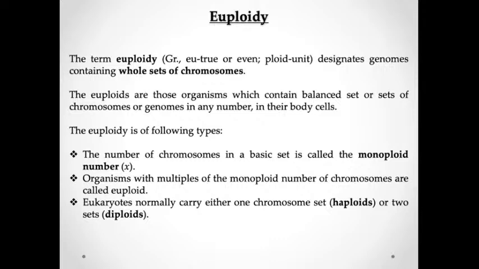The term euploidy designates genomes containing whole sets of chromosomes. Euploids are those organisms which contain a balanced set or sets of chromosomes or genomes, in any number, in their body cells. Euploidy is of the following types. The number of chromosomes in the basic set is called the monoploid number. An organism with multiples of the monoploid number of chromosomes is called euploid. And eukaryotes normally carry either one chromosome set or two sets.